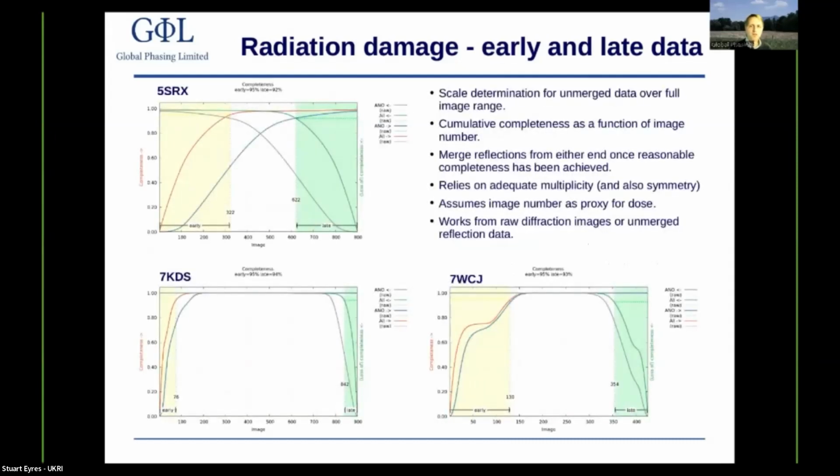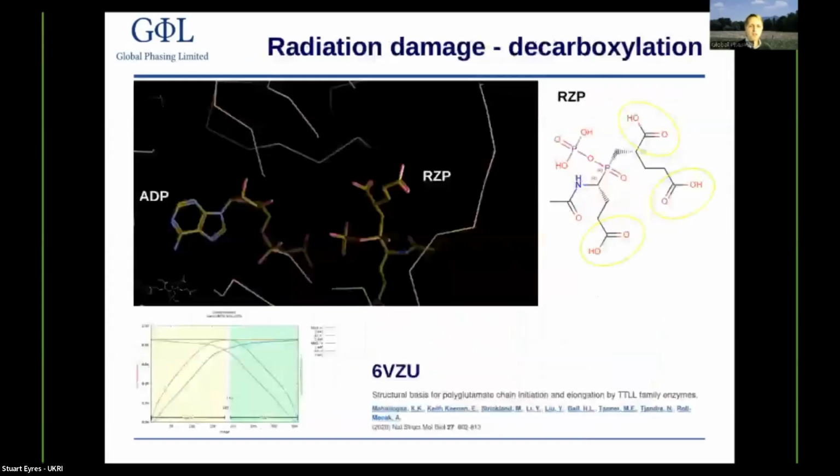The first step involves analysis of cumulative completeness as a function of image number in order to define two additional sets of merged intensities or amplitudes. So early and late data sets that contain the minimum number of images from either end, where we still obtain a fairly complete set of data. Please note that this does not involve any additional or new scaling of those subsets of images, only two separate merging steps. We can look again at 6VZU, where we can split the dataset just about into two.